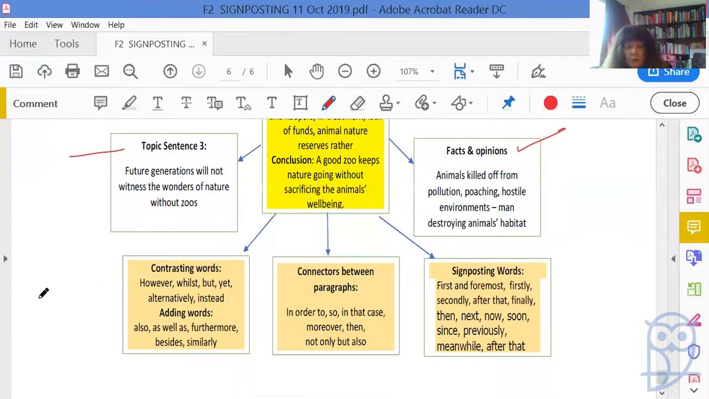And then you've got all your connectors and linking words along the bottom here. Contrasting words, conjunctions, connectors, linkers, adding words, connecting words between paragraphs, signposting words. They're all there, the words that you might want to use. So as soon as you start writing, you just glance at them and see which one fits best into what you're saying. Everything at your fingertips, all ready to go, and you're away.